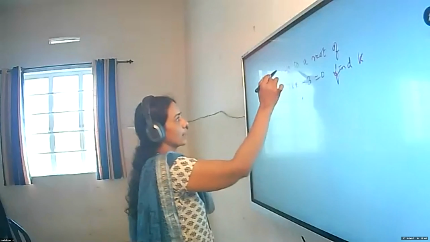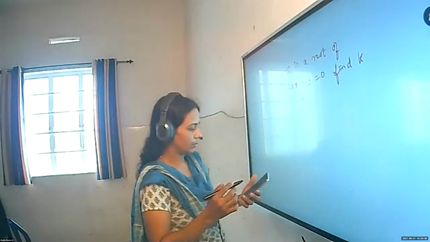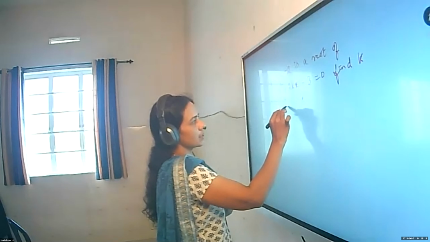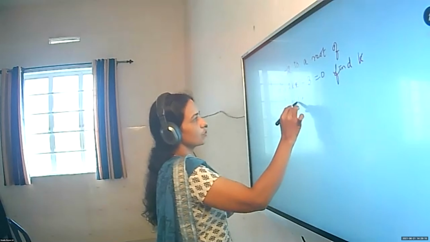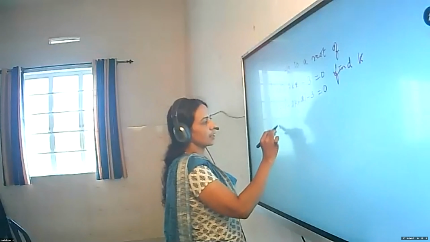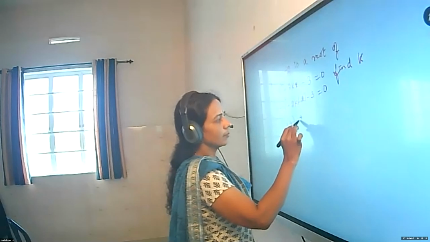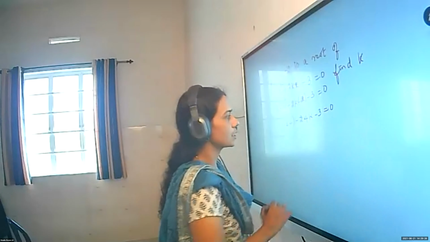How to do this? Ma'am, by substituting -1/2 for x. Negative 1/2? Yes. So when you put x as negative 1/2, in the place of x we put negative 1/2 in 3x squared plus 2kx minus 3 is 0. So what will you get? 3 into 1/4. Yes, ma'am. Minus k minus 3 is 0, isn't it?